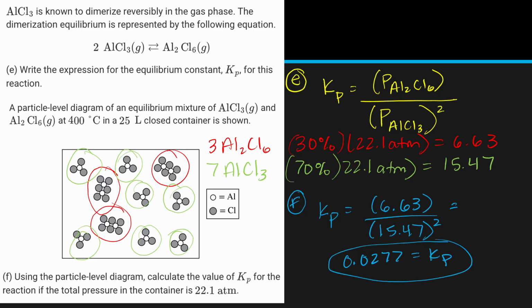And then to just understand what K means, remember if it is less than 1, that means at equilibrium we have more reactants than products. And if you look at our particle diagram, you can see we clearly have more reactants than we do products. So that does line up.